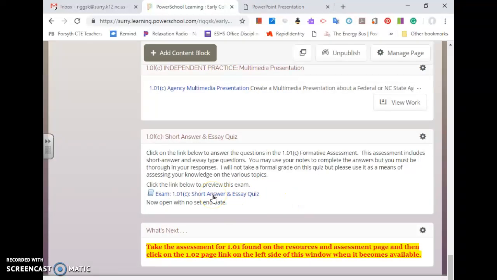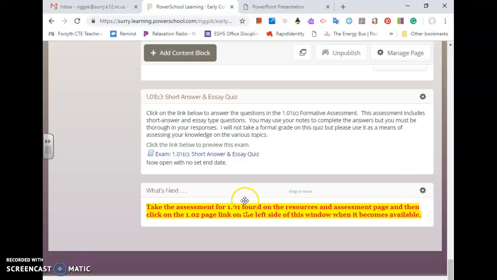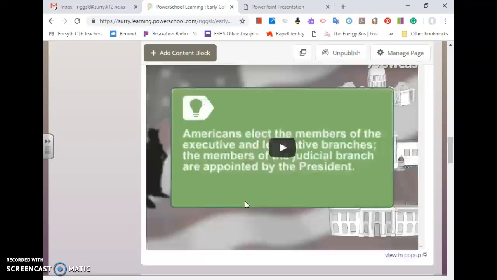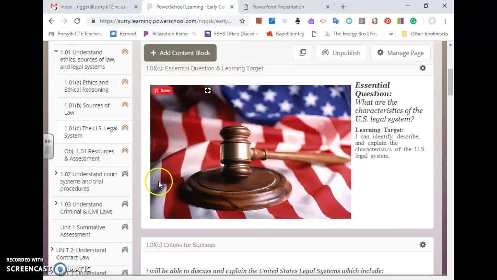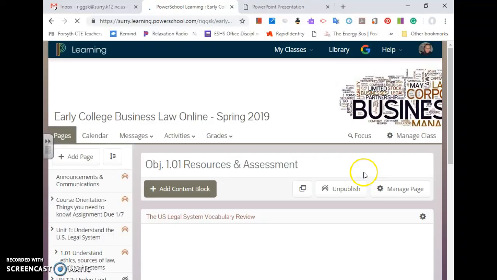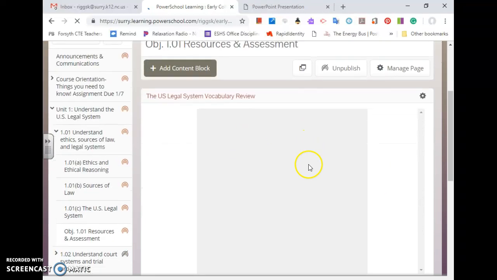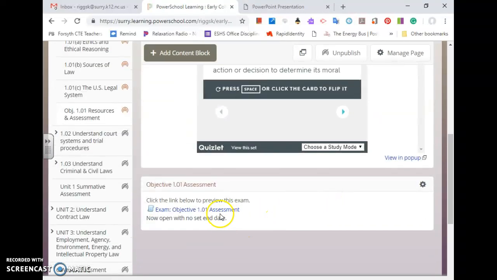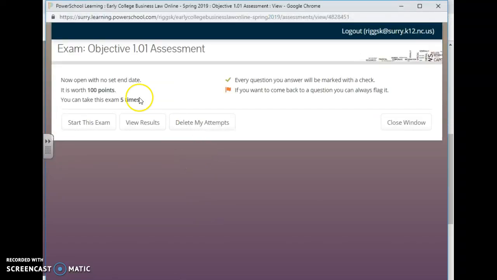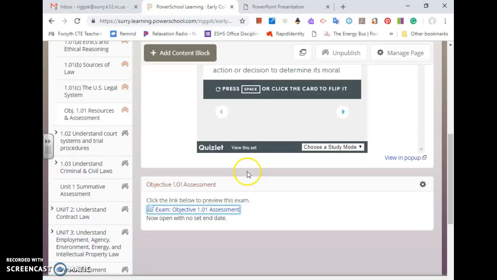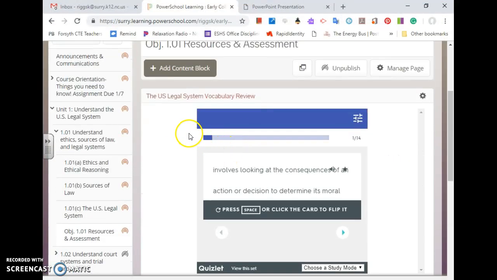And then we have a short answer essay quiz. And then you will have finished with 1.01. Under the resources and assessment, there is some vocabulary review, and then the 101 practice quiz. Now you can take this quiz up to 5 times, and it takes your highest grade. If for some reason you take it and it won't let you take it again, shoot me a remind text and let me know, and I can reset it so it'll let you take it. So you'll take that, and that is everything that is due by next Monday.